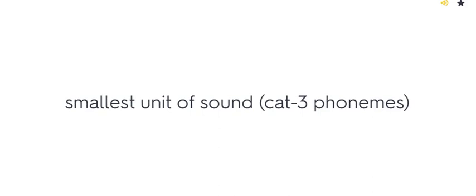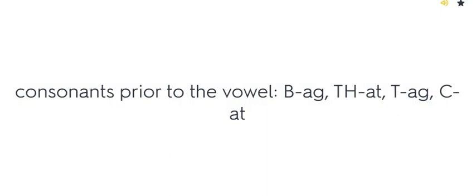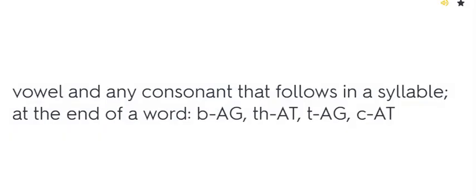Phoneme. Smallest unit of sound. Onsets. Consonants prior to the vowel: b-ag, th-at, t-ag, c-at. Rhyme. Vowel and any consonant that follows in a syllable at the end of a word.